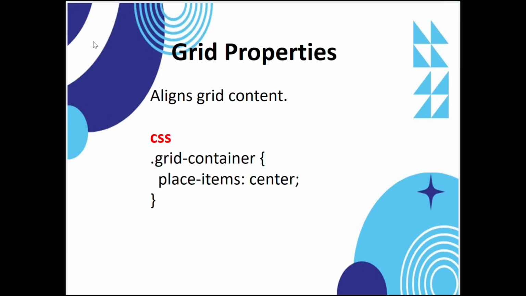Now seeing grid properties. CSS Grid also supports powerful alignment controls. Use place-items, justify-items, or align-items to position items within their grid cells. Let's see another example in this. Here we have directly placed the items to center, so they can align the grid content to center.